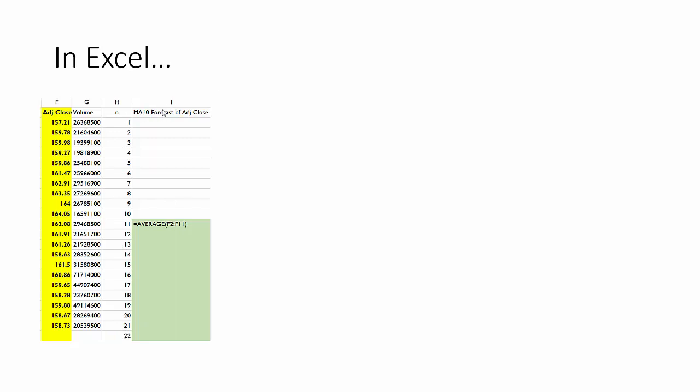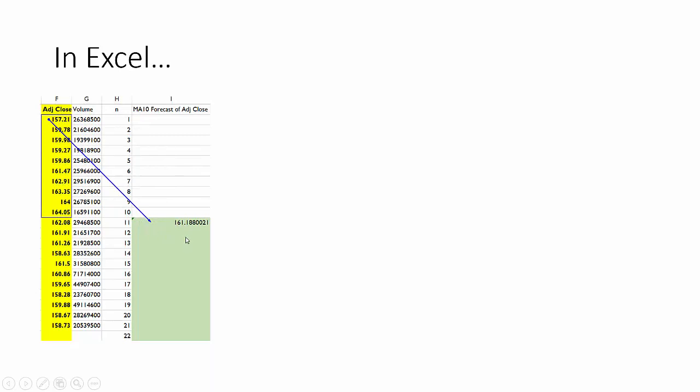And I'm going to compute the 10-day moving average forecast for the adjusted close. The first value of that moving average forecast appears in the 11th cell down from the top. So you see 1, 2, 3, 4, 5, 6, 7, 8, 9, 10, 11th cell, and we take the average of the values that are in F2 to F11. So here's F2 all the way down to F11, right there. Once that average is computed, the average is 161.19, rounded.